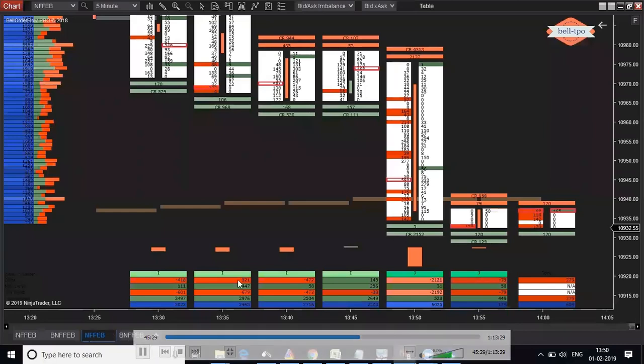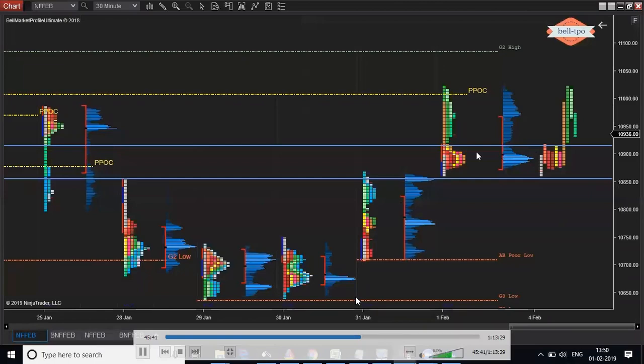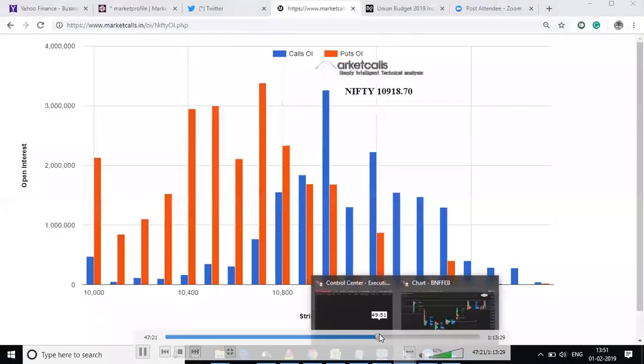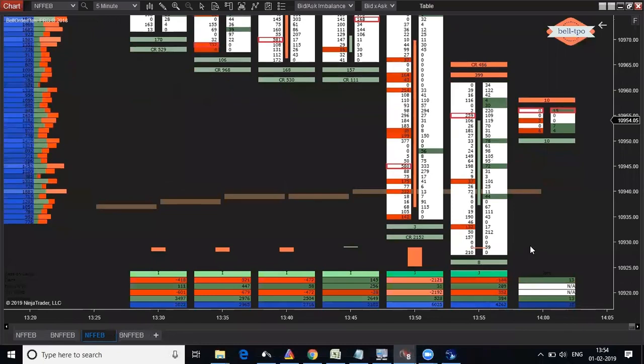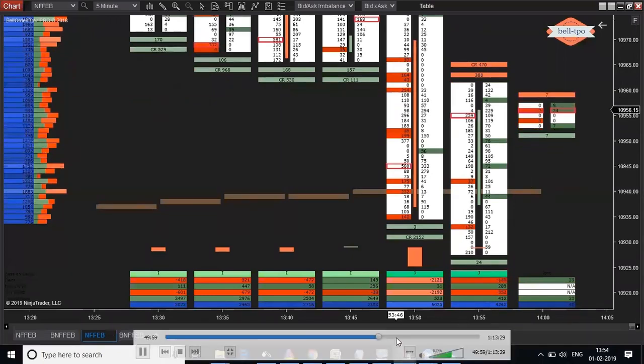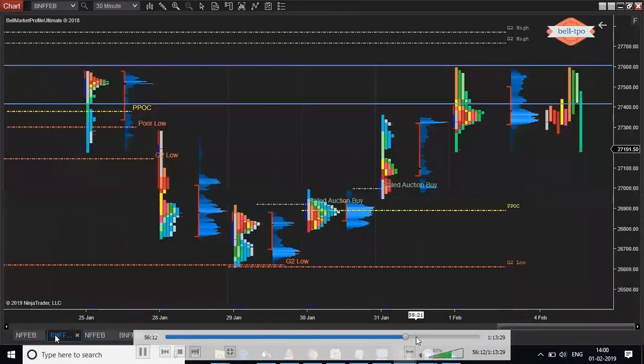And there we go. I think point of control has been tested. No, not yet. Still a pretty long way to go. 10,900 is the level. But with Bank Nifty, context is key. Let me fast forward again. So Bank Nifty tested the day low. It's good. Bank Nifty is at the day low.